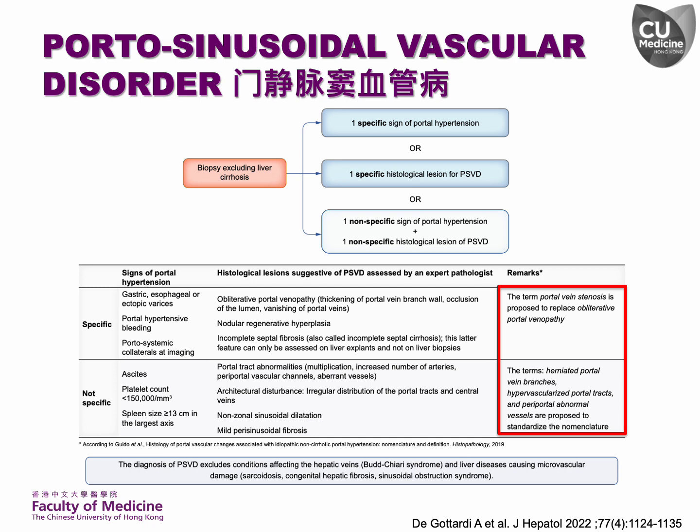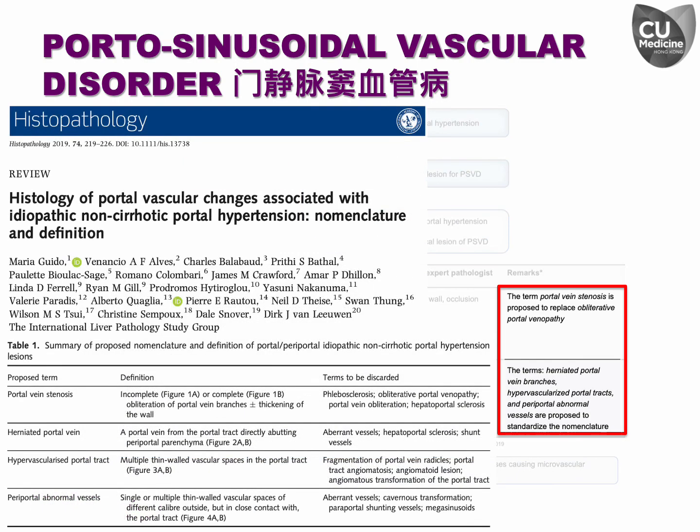In addition to portal vascular abnormalities, nodular regenerative hyperplasia, incomplete septal fibrosis, non-zonal sinusoidal dilatation, and pericellular fibrosis are also associated with PSVD. Unfortunately, the terminology and definitions for these portal vascular abnormalities are ambiguous in the literature and textbooks, adding to the complexity of the clinical pathological scenario. The ELVS group, an international study group of liver pathologists and hepatologists, sought to reach a consensus to standardize the nomenclature for these portal vascular changes.